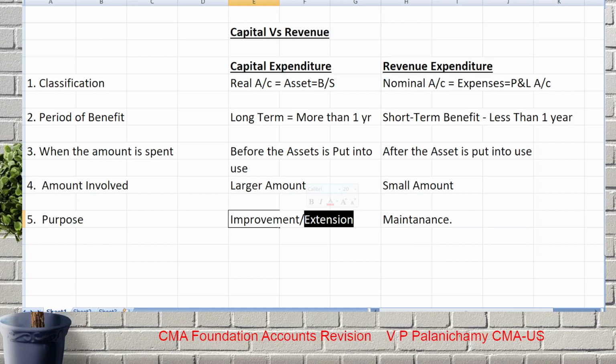I am buying more machines. Extra machine purchase is capital expenditure. Why? Efficiency will go up. More benefit in the future. It will give us more benefit for the long term.